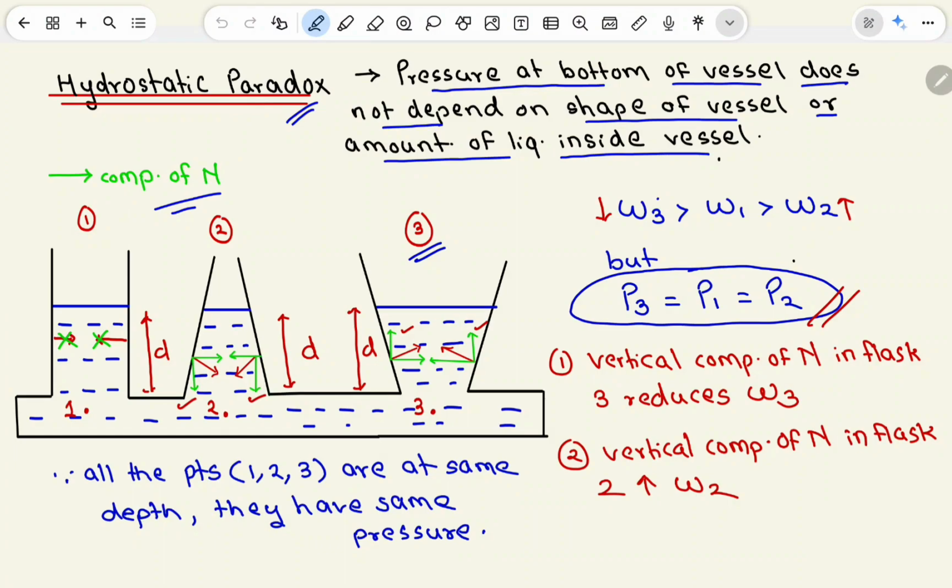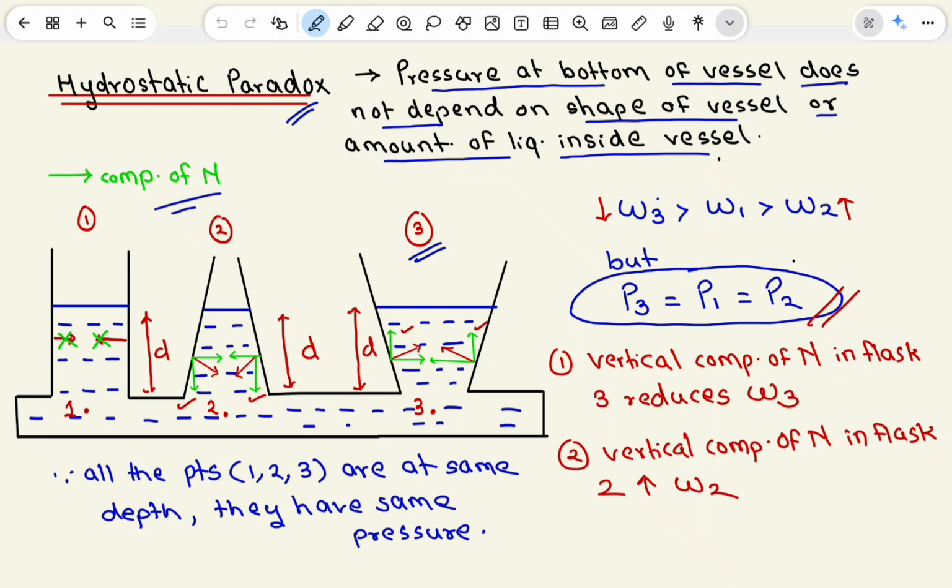So we have seen in the hydrostatic paradox that the pressure at the bottom of the vessel is independent of the shape of the vessel and the amount of liquid filled inside the vessel. The pressure at the bottom of the vessel is going to be the same for all the vessels if the water in all the vessels is filled up to the same height. So this was the last topic of lecture 2.